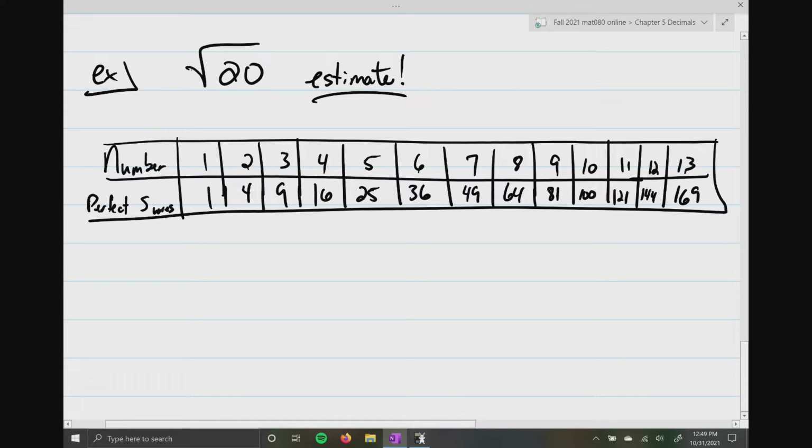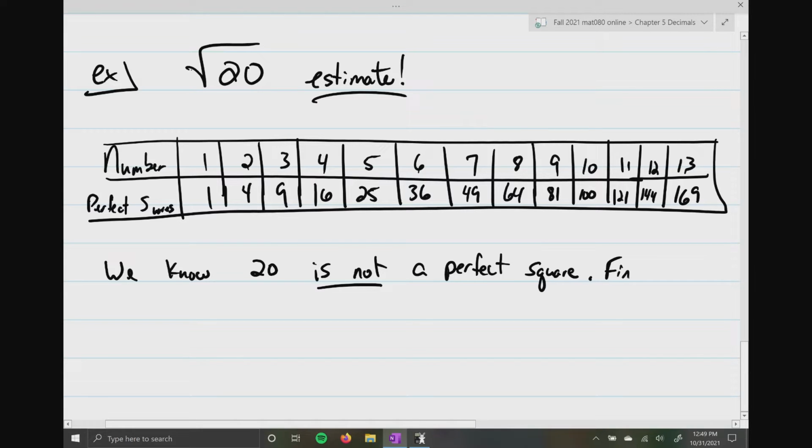All right, now, to estimate it, you need to think about, okay, well, since I'm dealing with the square root of 20, we know 20 is not a perfect square. What we're going to do is find what two perfect squares that we know of 20 will be in between.